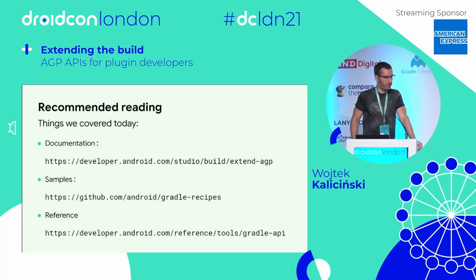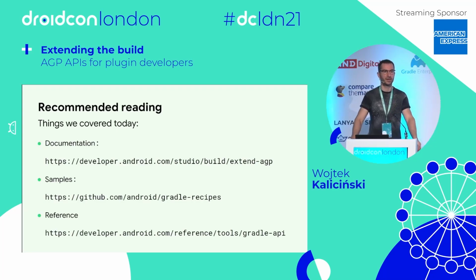So this is it for today. We actually have a new page which has most of the information that I covered today. It's called Extending the AGP. You will find everything about providers, properties, variant API, and the artifacts API. We also have samples on GitHub.